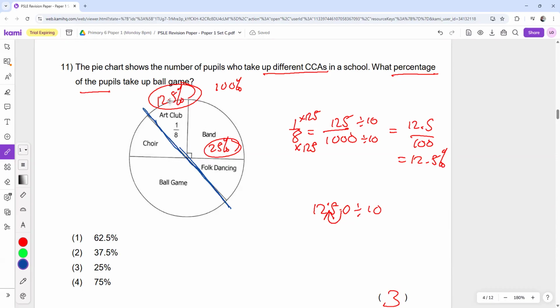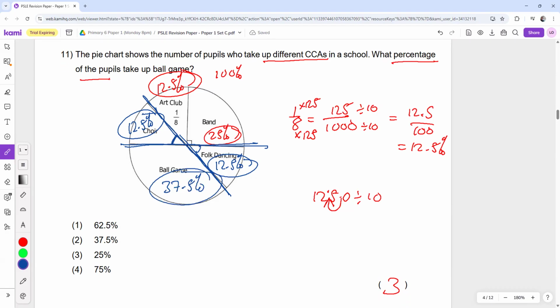Minus 25, minus 12.5. This will be 12.5% because half of the pie chart is 50%. Then do you see X in your geometry? When there's an X, what happens? Opposite angles are the same, so the percentage is also the same. Then can you find ball game? Ball game will be 50% minus 12.5. You will get 37.5%, which is the ball game.